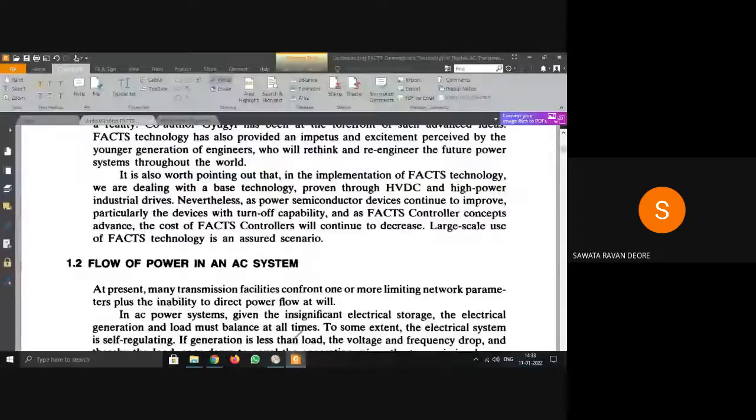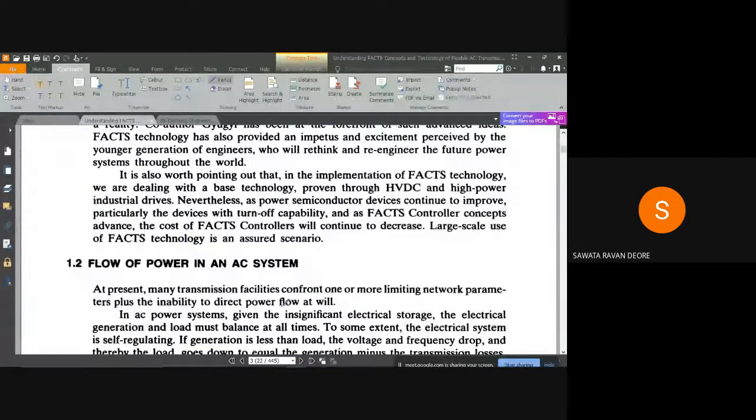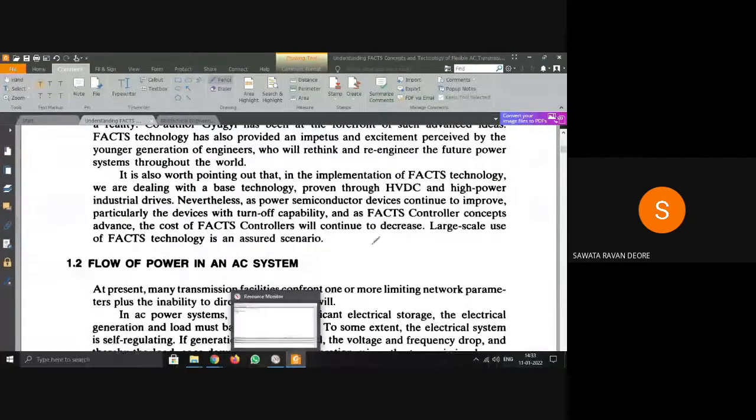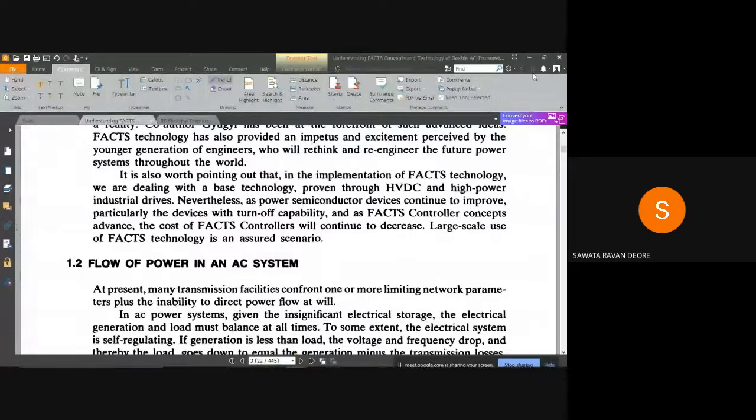In tomorrow's lecture, we will see the flow of power in the AC transmission system, which is not controllable, and how with the power flow controller we can control that power flow. So we will get this understanding from the coming lecture.